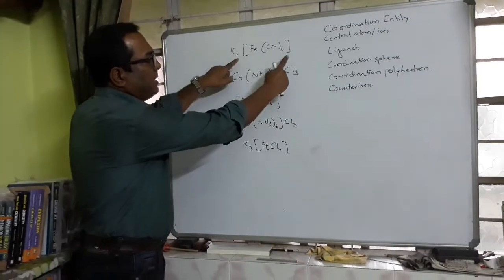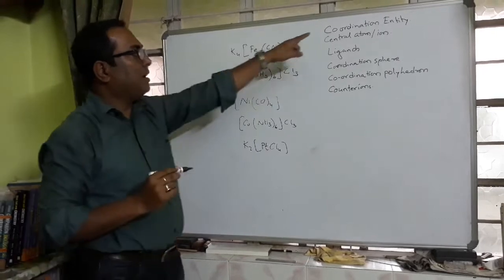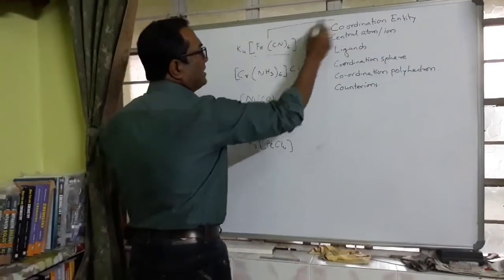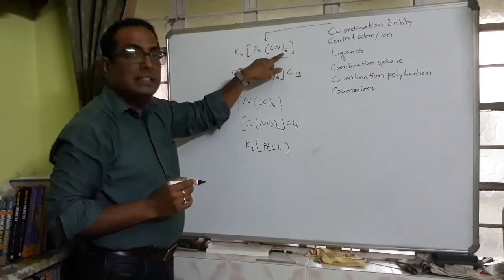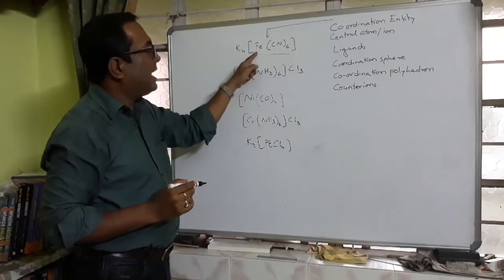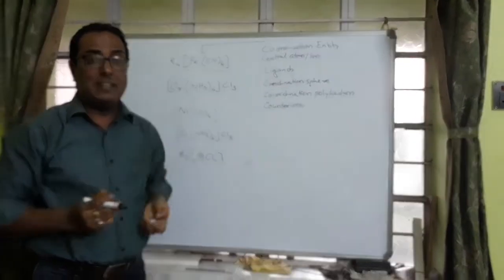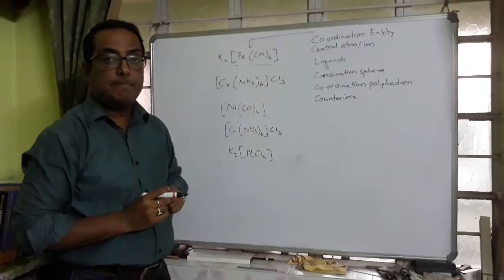Whatever is there within the parenthesis, this is what we call the coordination entity. So whatever is there within the third bracket, like iron and 6 times the cyanide. The 6 times the cyanide ion together with the iron is called the coordination entity. So what is within the third bracket is called the coordination entity.